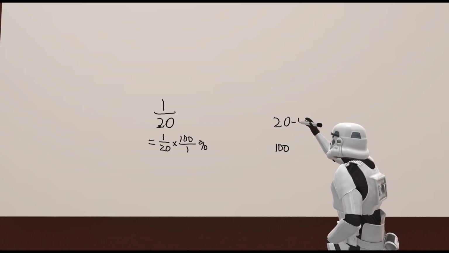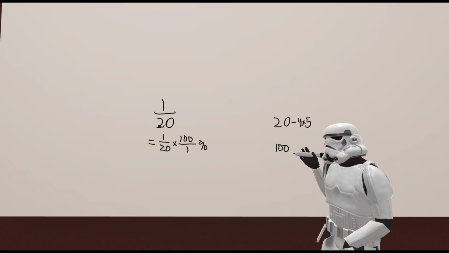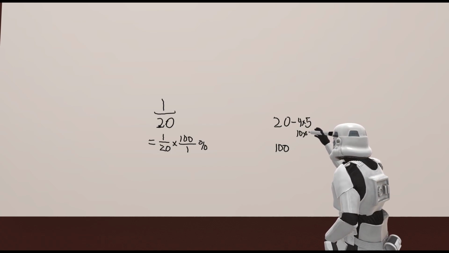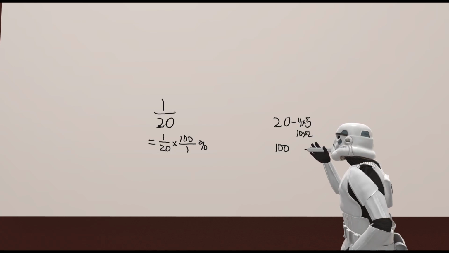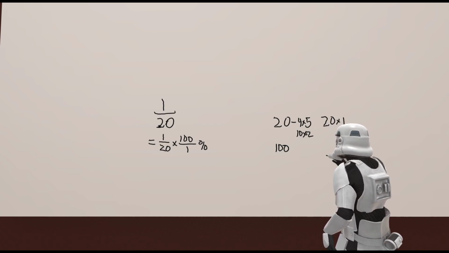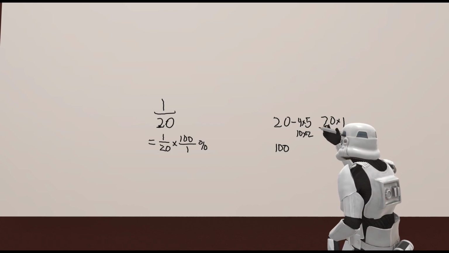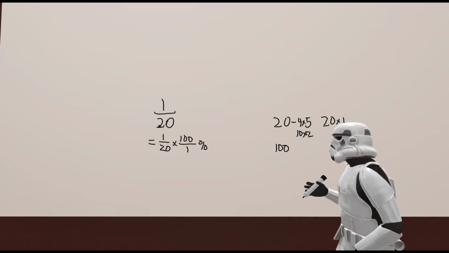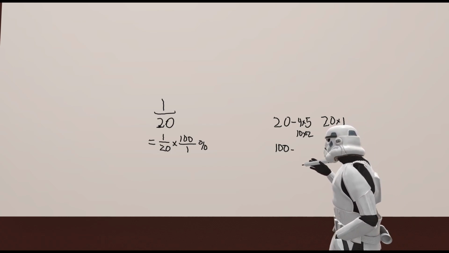So we have 4 times 5. We also have 10 times 2. And we also have 20 times 1. Always remember about the 20 times 1 because that's the one that people most commonly forget about. So factor pairs of 100.